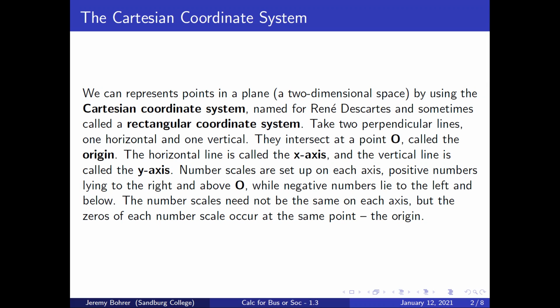They intersect at a point O, called the origin. The horizontal line is called the x-axis, and the vertical line is called the y-axis. Number scales are set up on each axis, with positive numbers lying to the right on the x-axis and above O on the y-axis, while negative numbers lie to the left on the x-axis and below on the y-axis. The number scales need not be the same on each axis, but the zeros of each number scale occur at the same point, the origin.